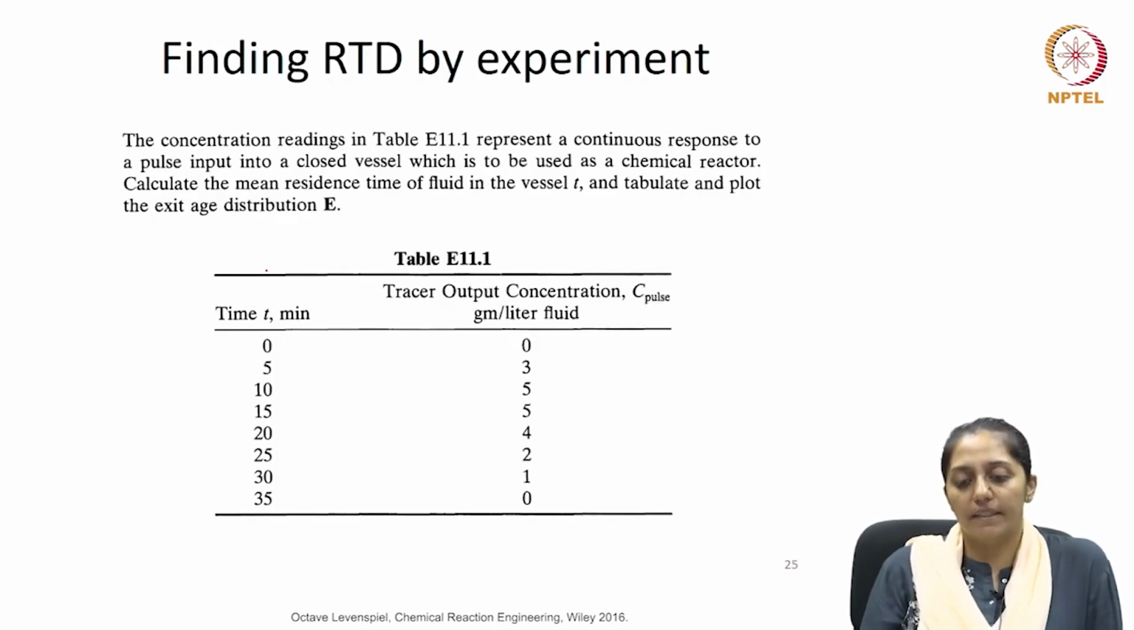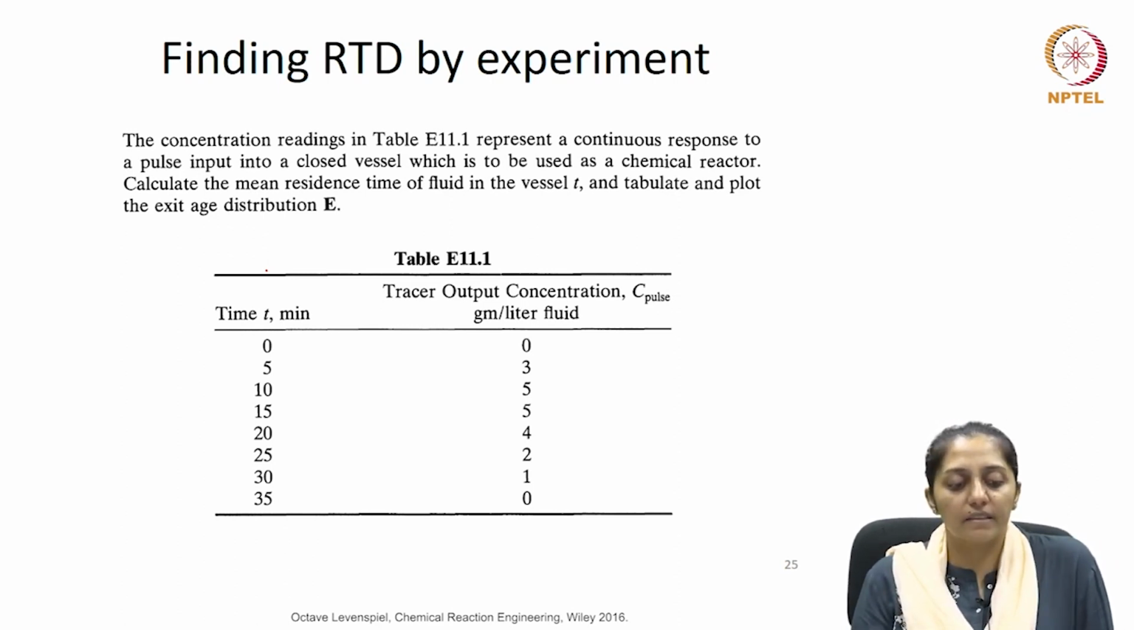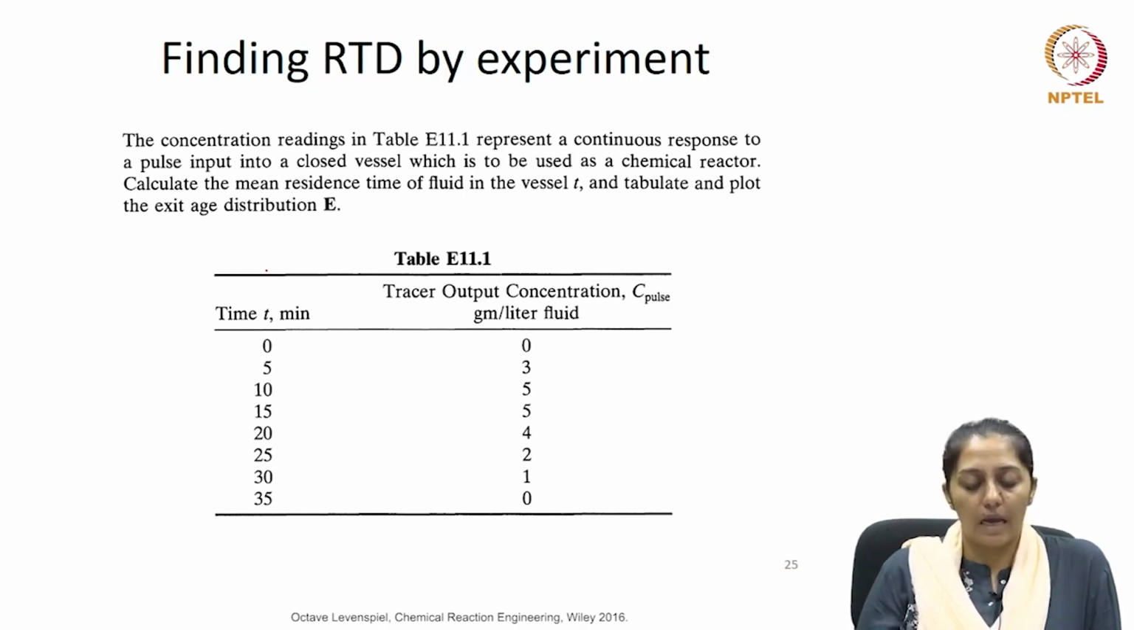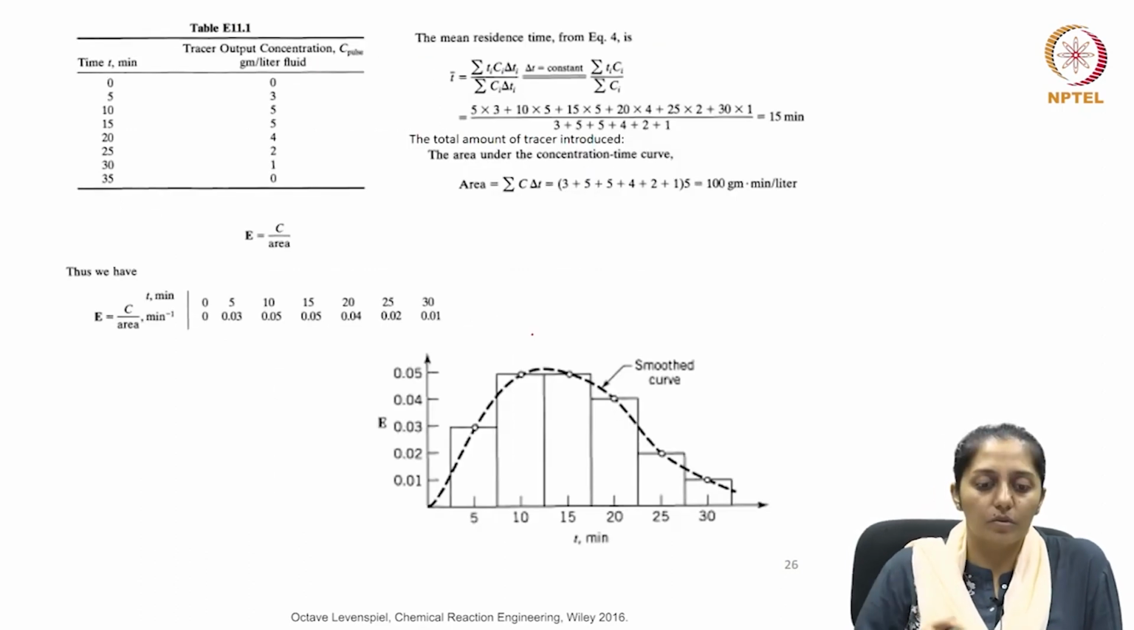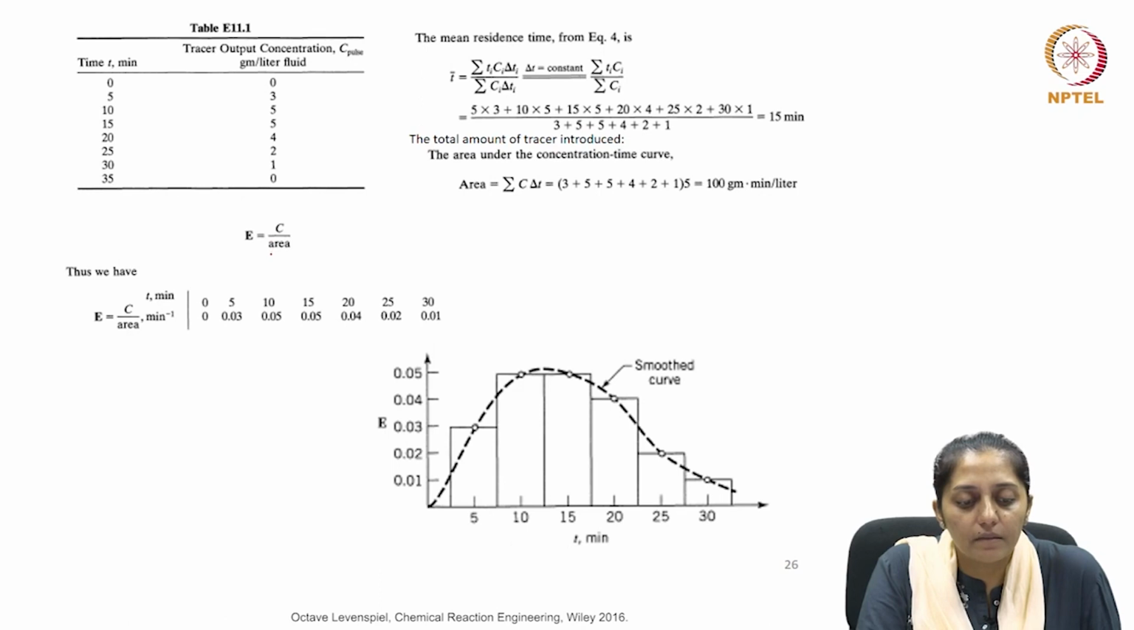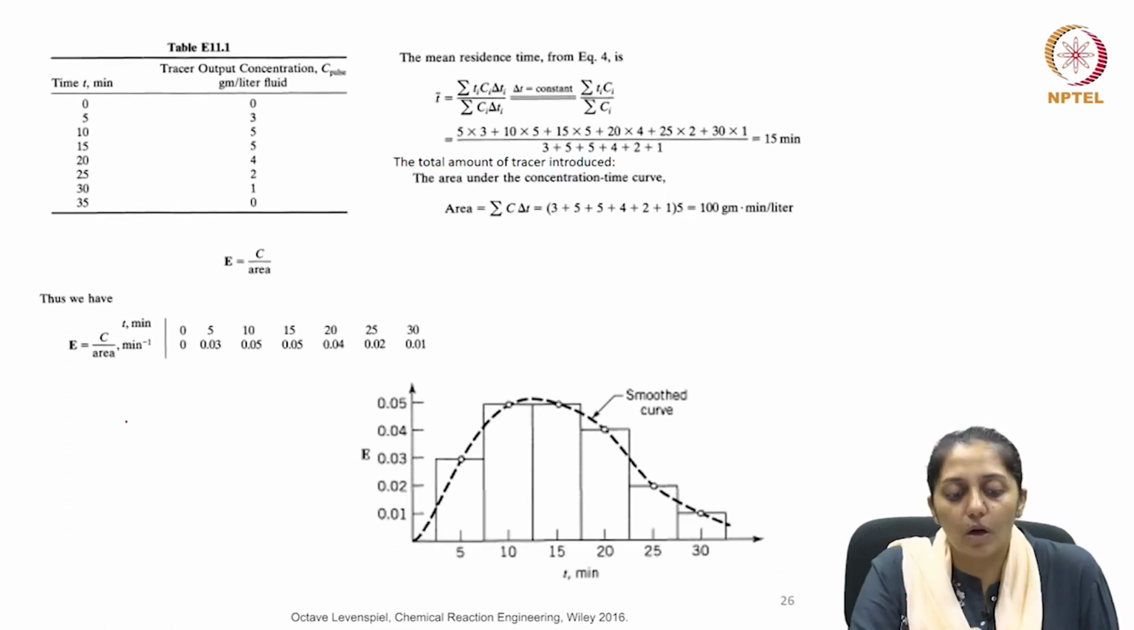So, let us try to find the RTD for an experiment done using a pulse tracer. The data collected of the concentration of the tracer at the exit with respect to time is shown here in the table. Now, it is asked to determine the mean residence time of the fluid and to plot the exit age distribution, which means the E versus t curve. What we have in hand is the C pulse, and the unit given here is grams per liter. So, effectively we can first find the C pulse versus t, and then the area under the curve can be divided to get the E values. So, how to find the area under the curve?